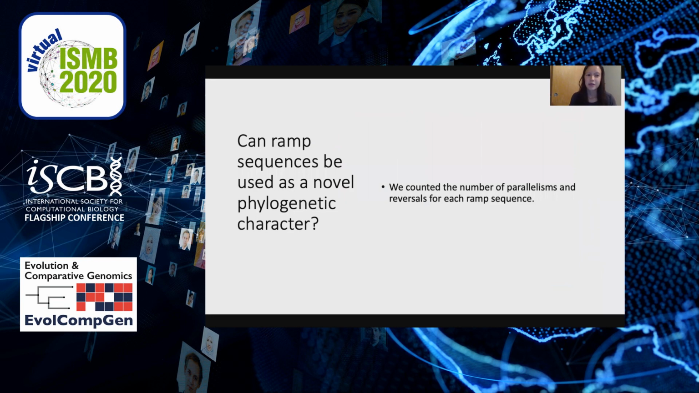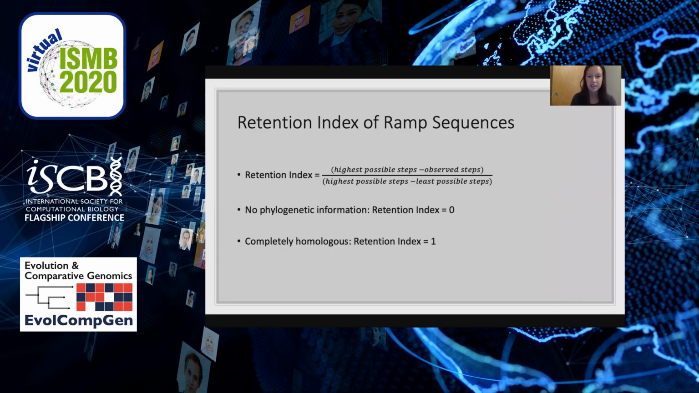Our next question was, can ramp sequences be used as a novel phylogenetic character? And we addressed this by mapping each ramp sequence in each orthologous gene to the open tree of life, and then we counted the number of parallelisms and reversals that occurred for each ramp sequence. This was quantified using the retention index of ramp sequences, and just to simplify, a retention index of 1 means that a character is completely homologous, whereas a retention index of 0 means that the character has no phylogenetic information.